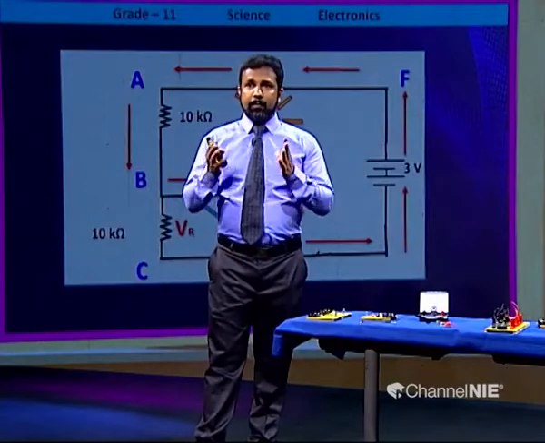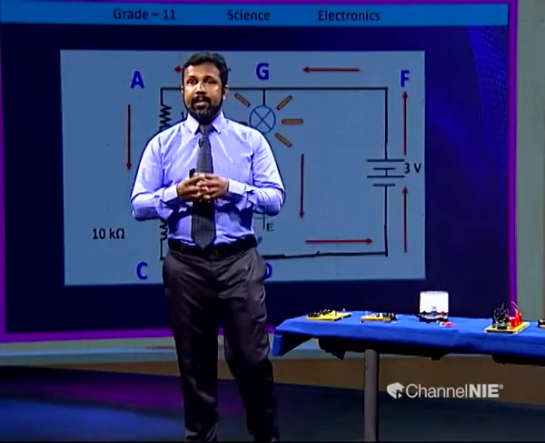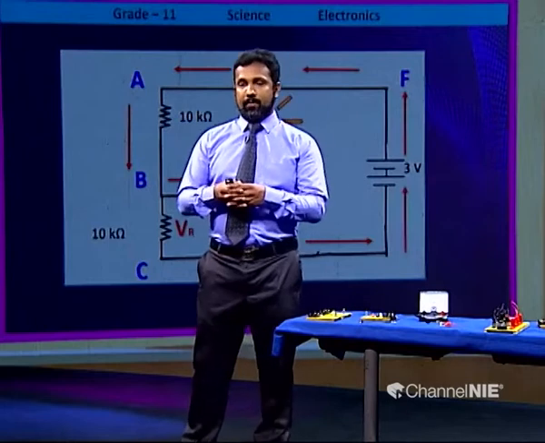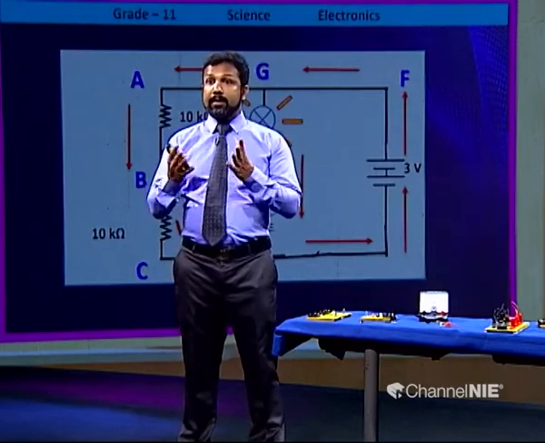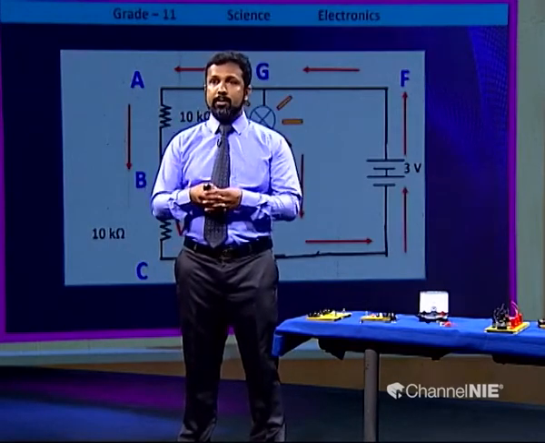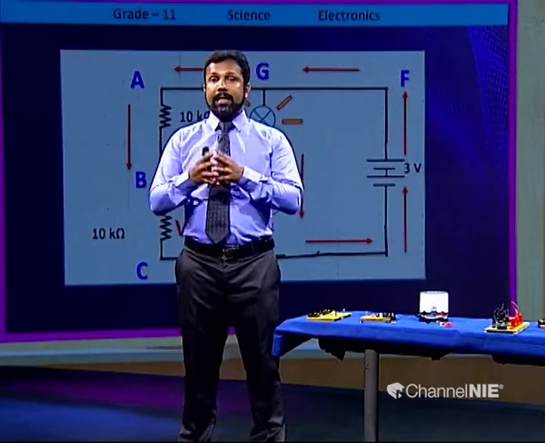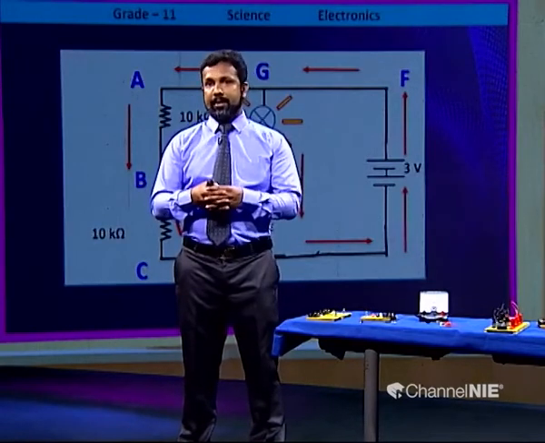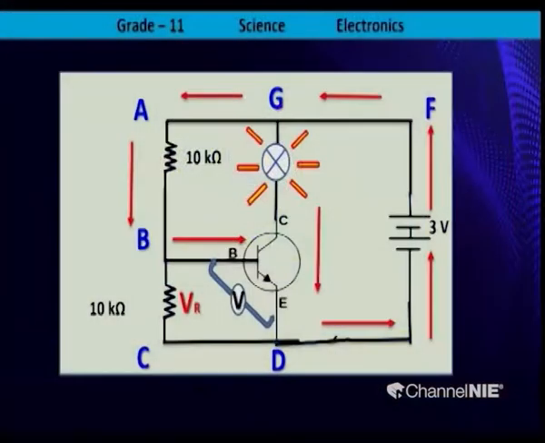Bulb glows because collector current passes through the bulb. Here a considerable amount of current passes. As I told you earlier, it is milliampere range current, so the bulb glows. Right. Before arriving at a conclusion, let's do the activity.